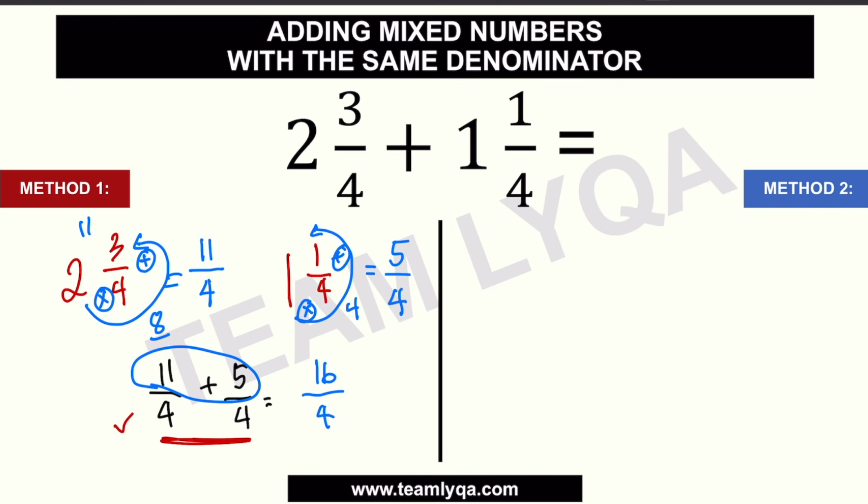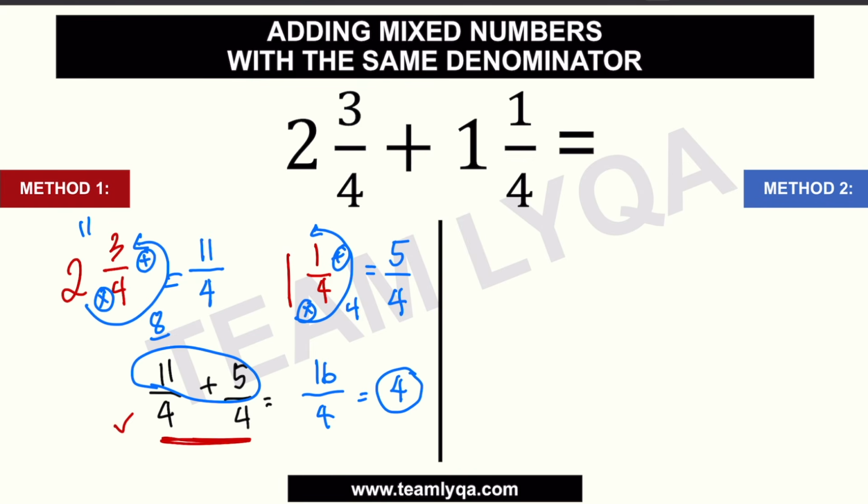Tapos, dahil ito ay improper fraction, i-convert natin siya into mixed number, or sa case nito, dahil 16 over 4 is basically 4, no? 4 na yung ating final answer. Yan yung unang method natin. Okay? So again, convert them into improper fractions, add, and then solve.